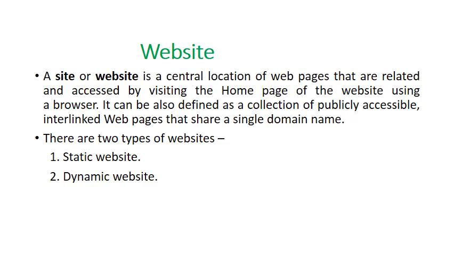There are two types of websites. First is static website and second is dynamic website. A static website is one that has web page stored on the server in the format that is sent to a client web browser. It's primarily coded in hypertext markup language. Static websites usually display the same information to all the visitors.